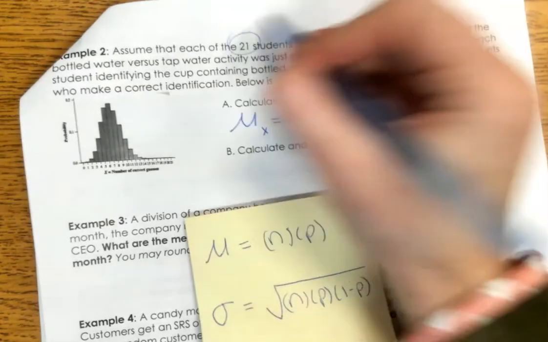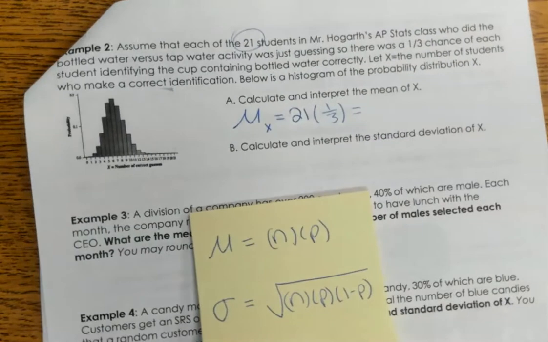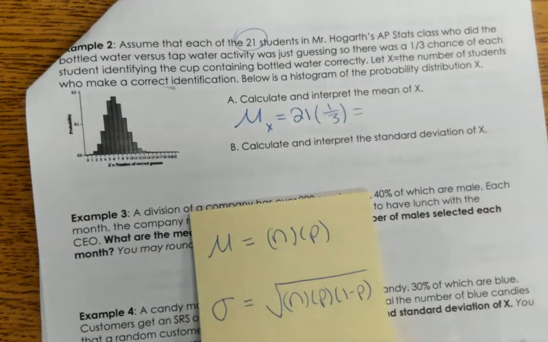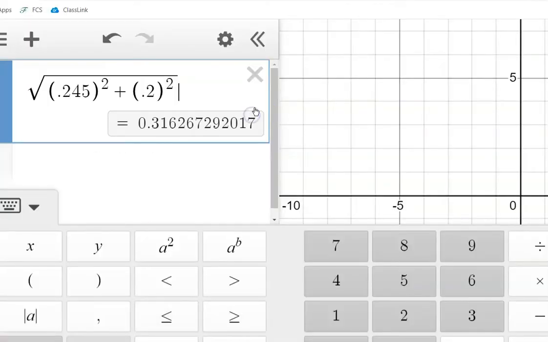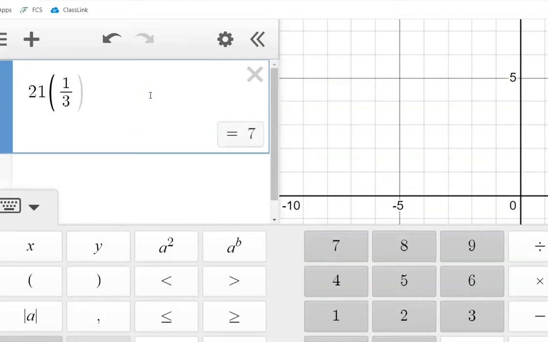So my n is 21, and my p is 1 over 3. Let me go ahead and put that in Desmos. 21 times 1 over 3, 7.